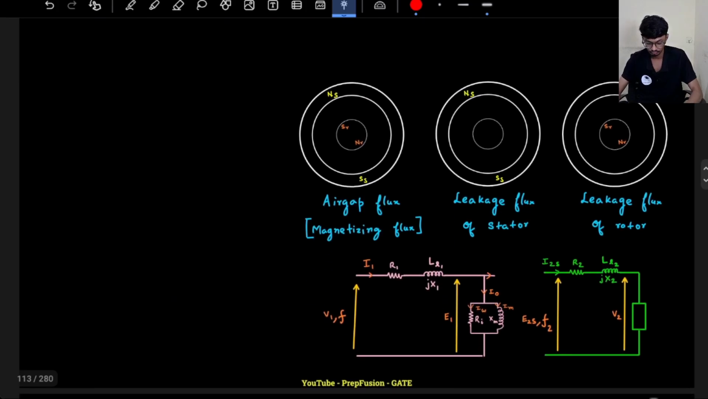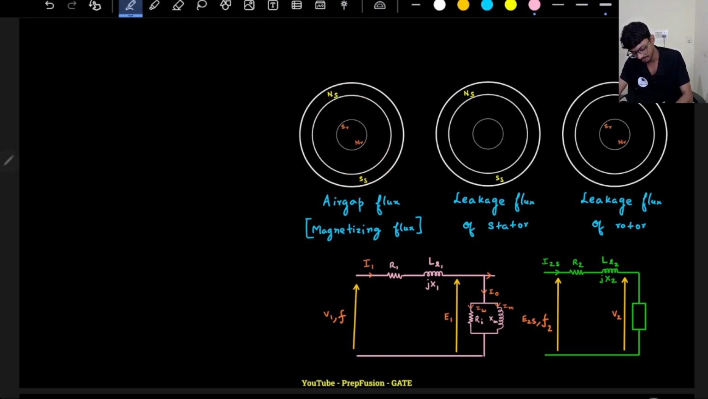Like here I want to explain basically the air gap flux, the leakage flux of the stator and the leakage flux of the rotor. So what is the air gap flux? Air gap flux is the flux that will link both the rotor and the stator. So basically the air gap flux will start from the north, it will connect the south pole, and here also it will start from the north, it will connect the south pole. So the air gap flux will be somewhat like this.